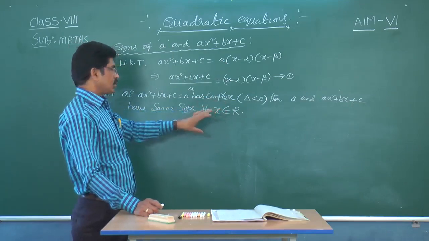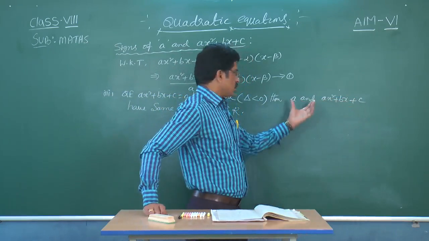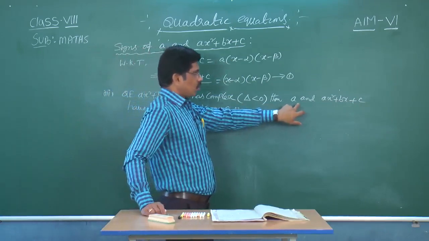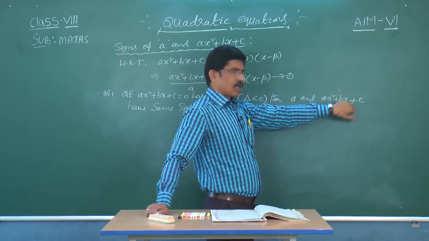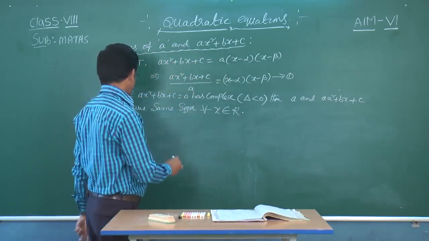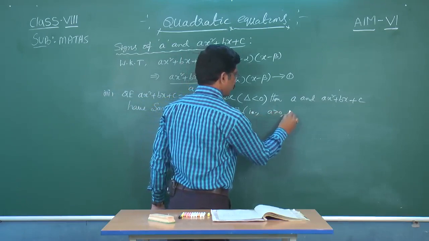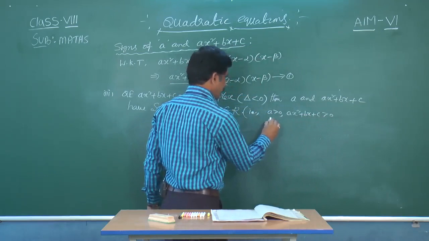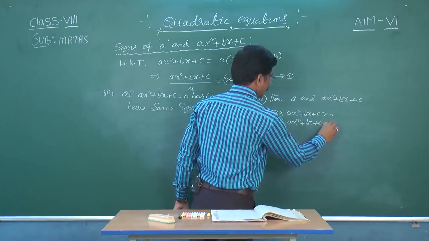Any value substituted for x, a and ax square plus bx plus c have the same sign. Suppose a is less than 0, then ax square plus bx plus c is also less than 0. If a is greater than 0, then ax square plus bx plus c is also greater than 0.